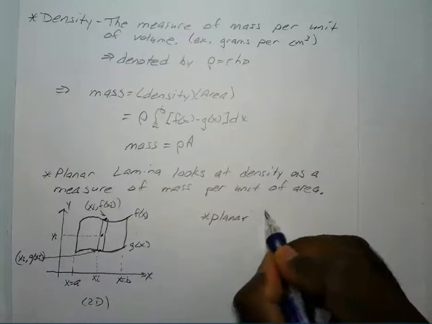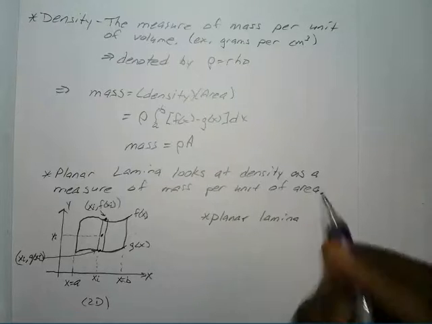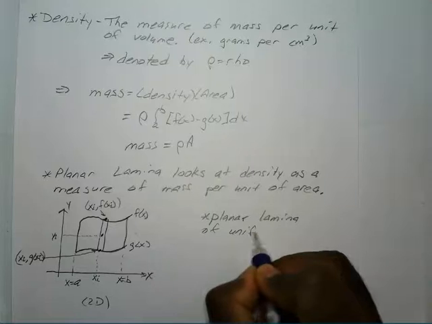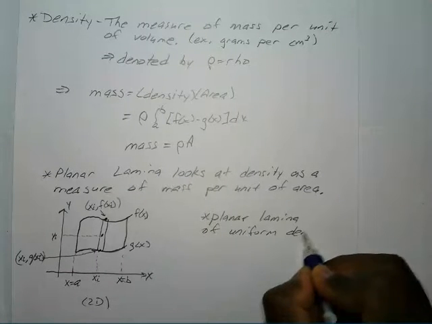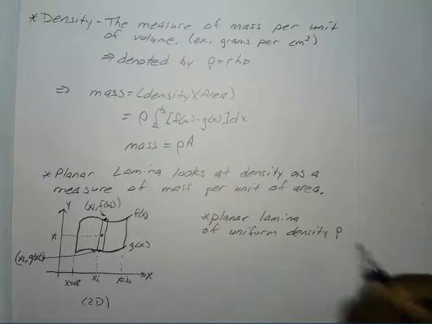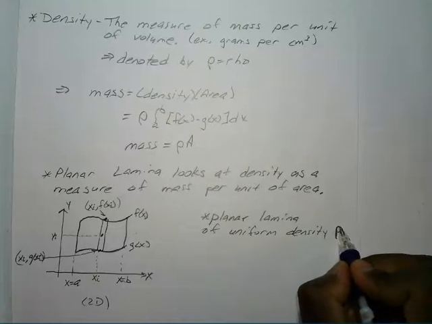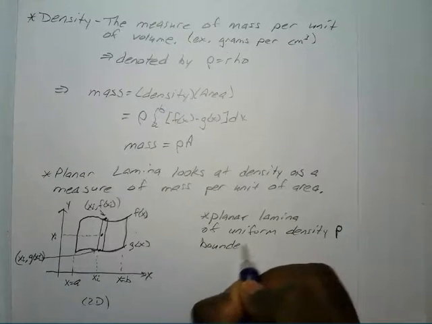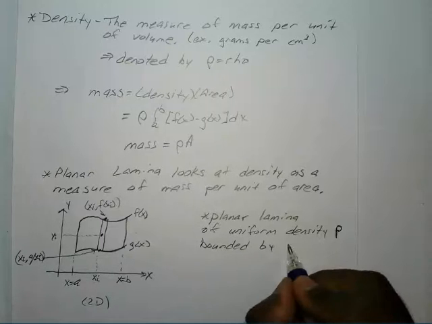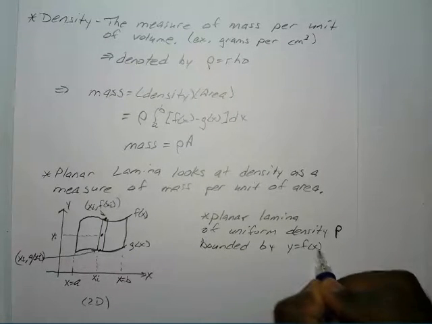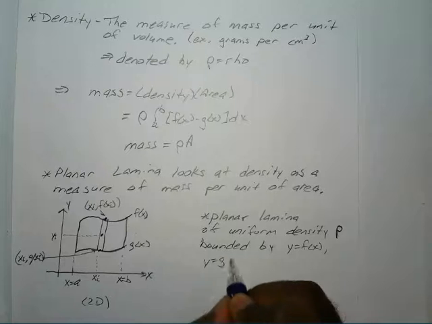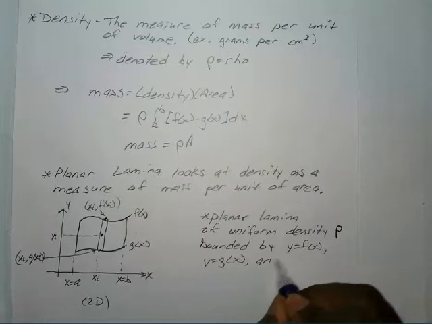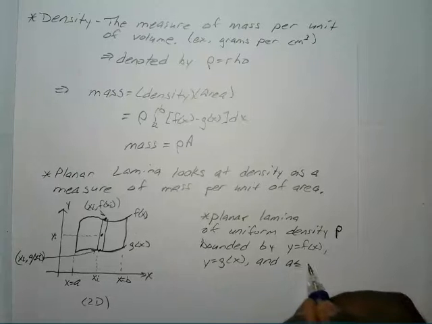So a planar lamina of uniform density, which we'll call rho, again looks like a lowercase p, bounded by y equals f of x, y equals g of x, and x between a and b.